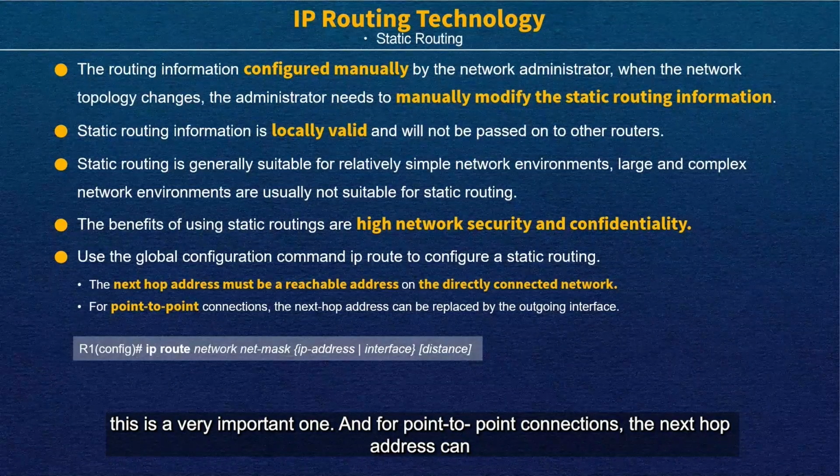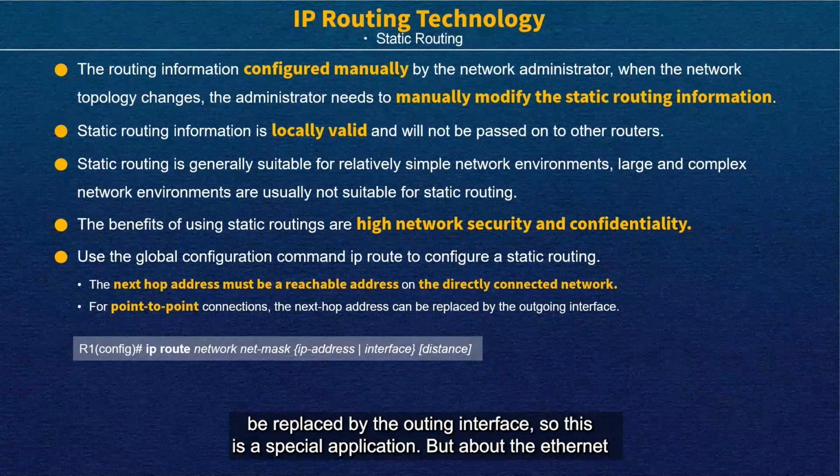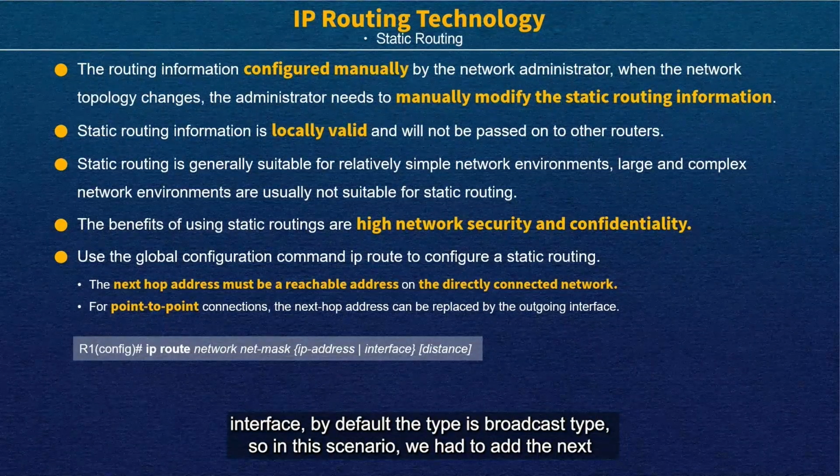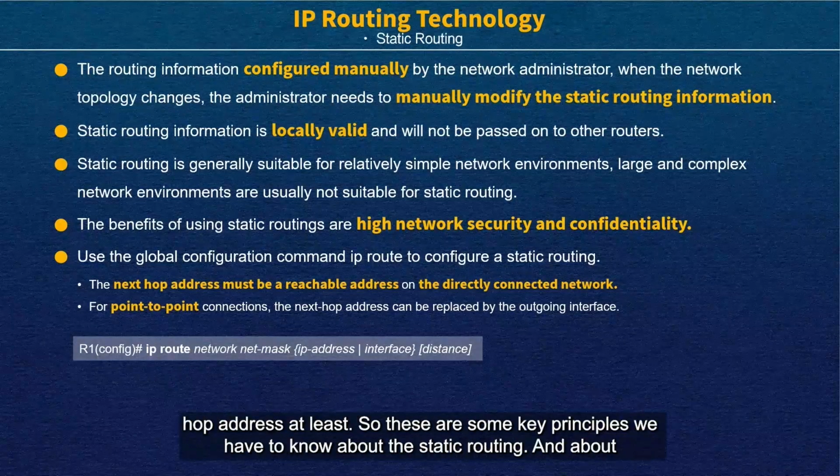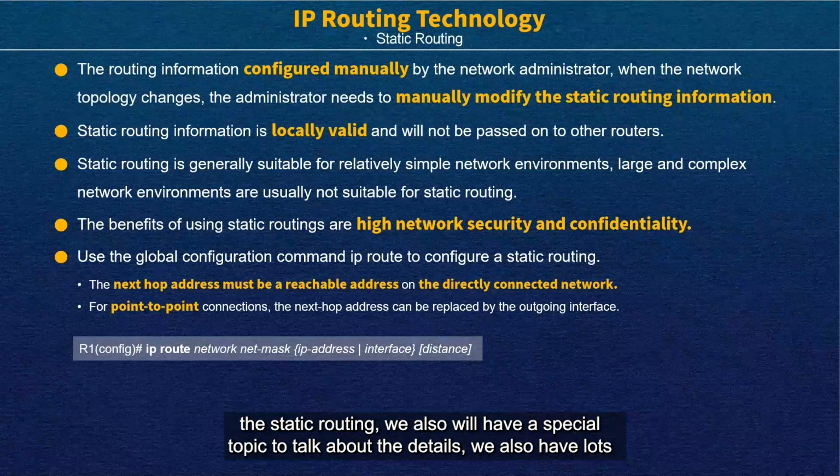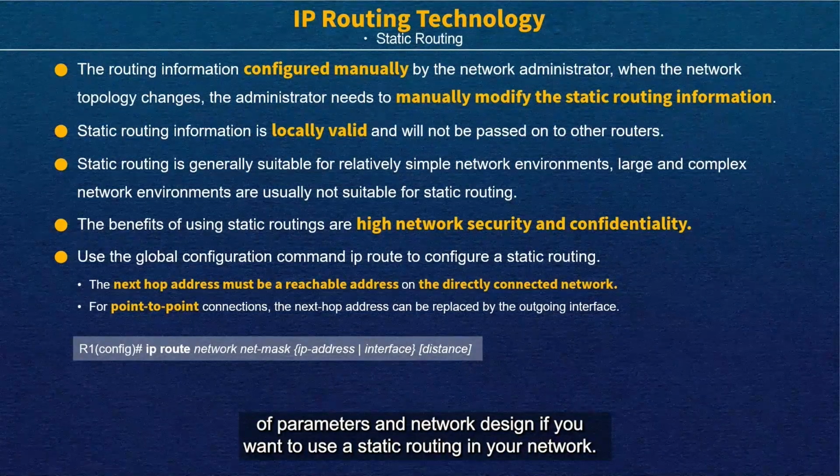And for point-to-point connections, the next hop address can be replaced by the outgoing interface. This is a special application, but for an Ethernet interface, by default the type is broadcast. So in this scenario, we have to at least add the next hop address. So these are some key principles we have to know about static routing. And about static routing, we will also have a special topic to talk about the details. There are also lots of parameters and network designs to consider if you want to use static routing in your network.